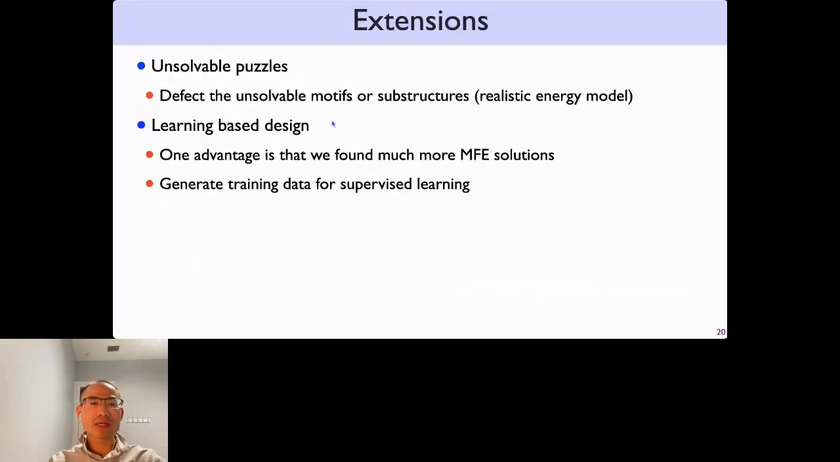So for the future work, there can be multiple extensions. One is that we can try to prove or validate that some of the puzzles in the Eterna 100 are actually unsolvable under the real energy model. Another is that it's the first time that there is a method that can generate thousands of MFE solutions for each puzzle. So we can really utilize these solutions as training data for learning-based RNA design in the future.